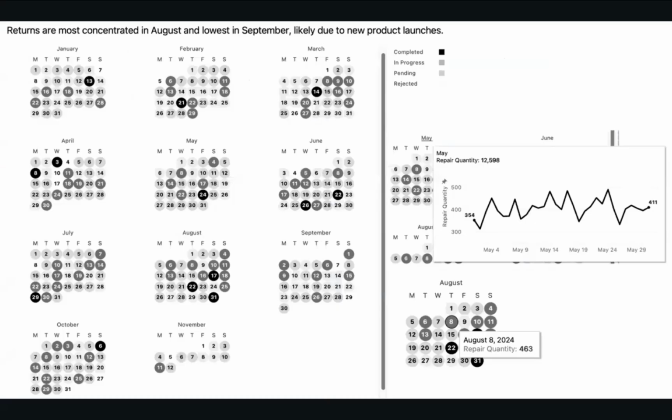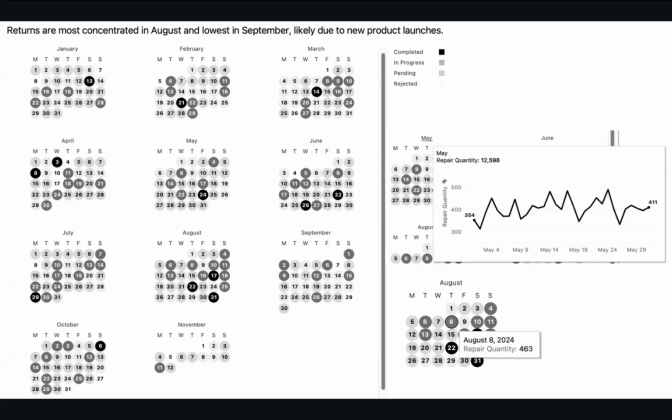The calendar view highlights clear seasonality in 2024 repair activity, with a pronounced surge in August, followed by the lowest volume in September. By hovering over each month, users can review detailed monthly and daily patterns. For example, May records a total of 12,598 repair cases.